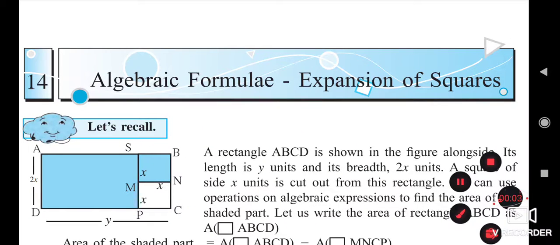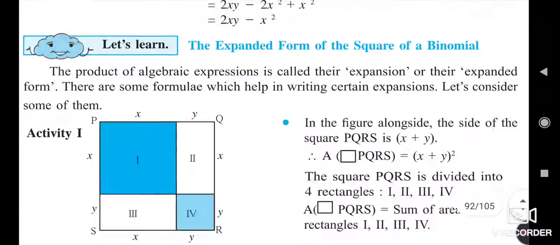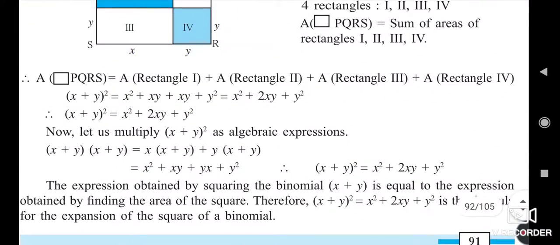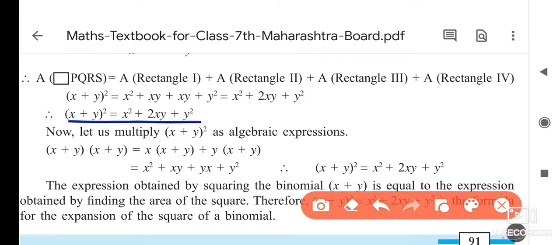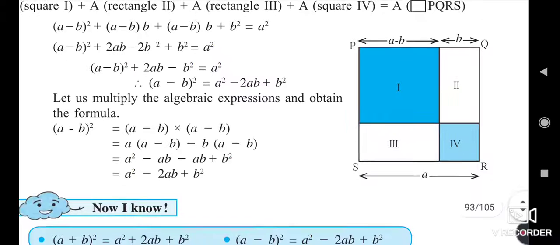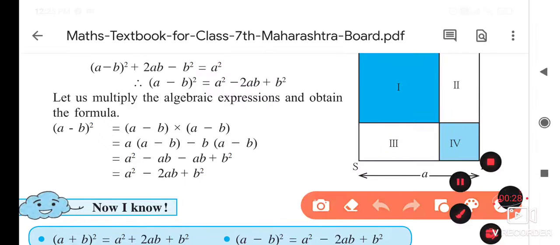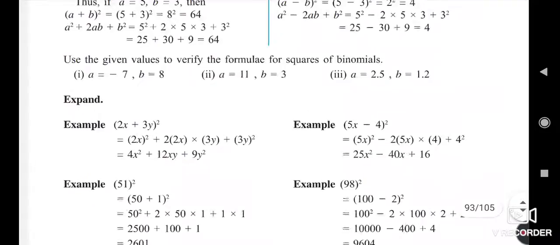Hello students, lesson number 14, algebraic formulas, expansion of squares. Under this we saw the first formula: (a plus b) whole square, or (x plus y) whole square, is equal to x square plus 2xy plus y square, and (a minus b) whole square is equal to a square minus 2ab plus b square. Those two formulas we have studied.